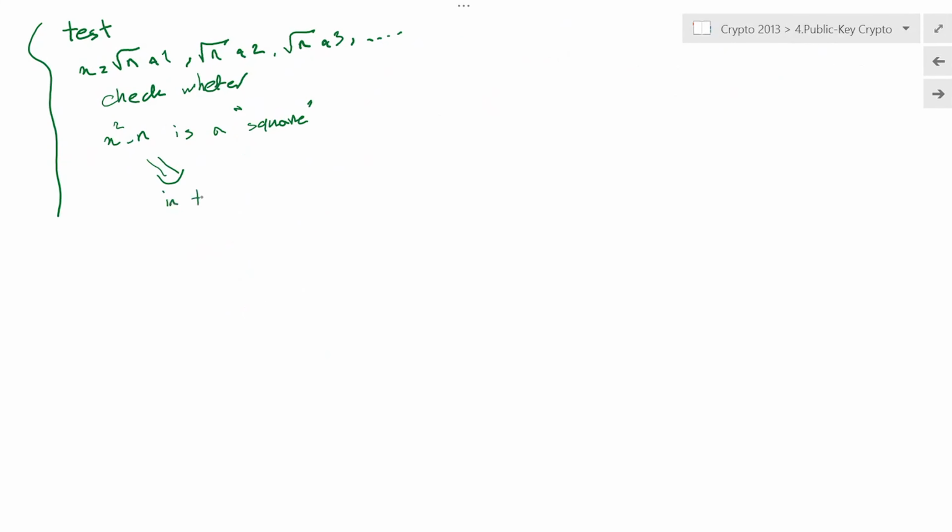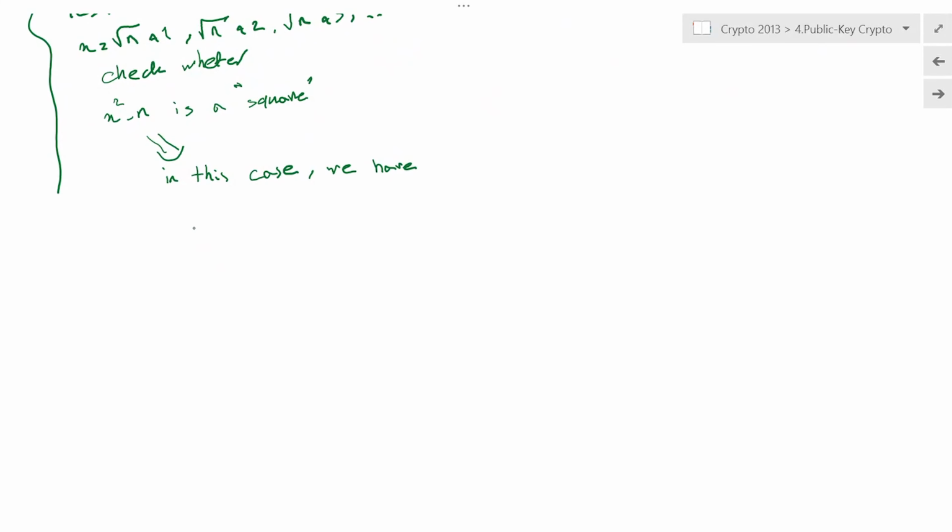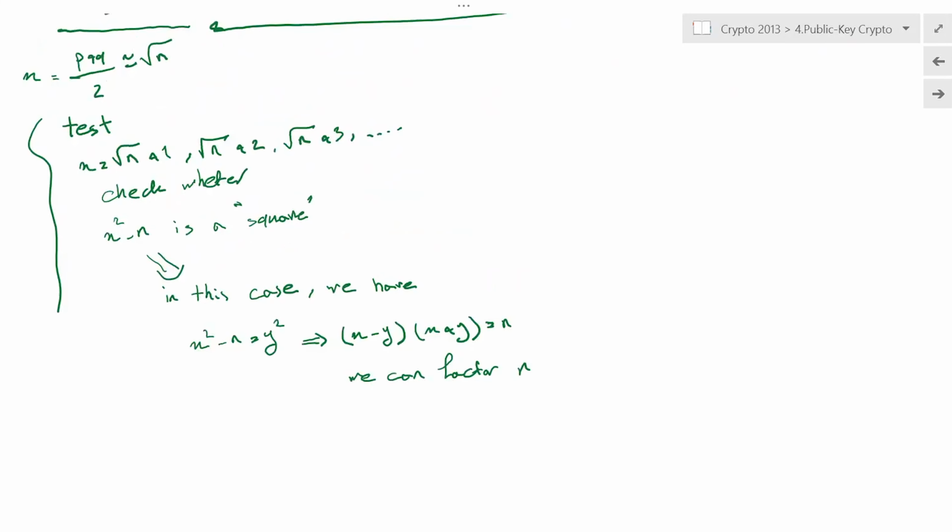in this case we would have such a formula: x squared minus n equals some, let's say, y squared, some small y. And then if I just move things around, I can show that x minus y times x plus y equals n, right? And that means that we can factor n and compute p and q.